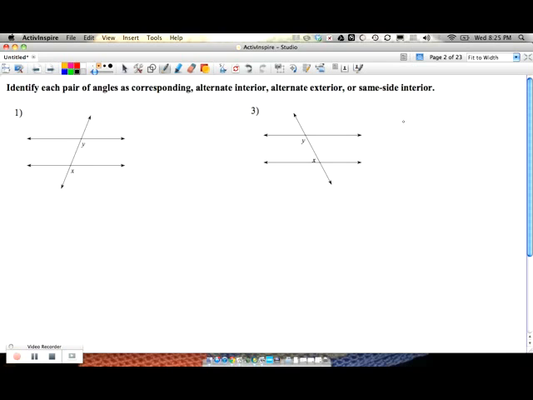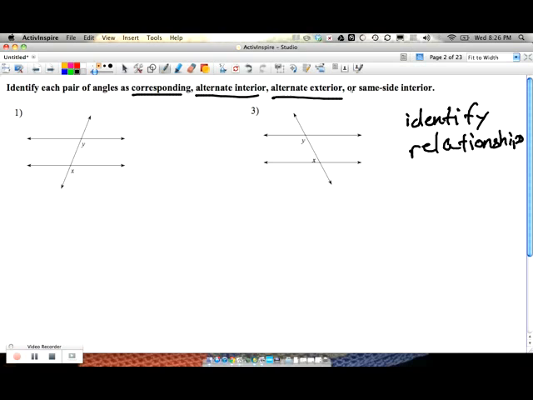So one of the first things that we need to be able to do is identify relationships. The ones that we need to be aware of are corresponding, alternate interior, alternate exterior, and same side interior. So let's look at what we have here. I'm just going to be doing some examples straight out of the problems that we have.